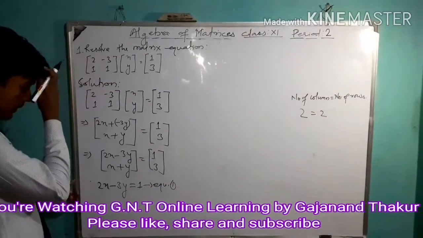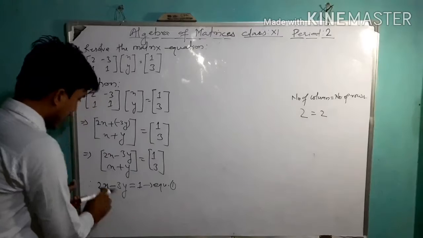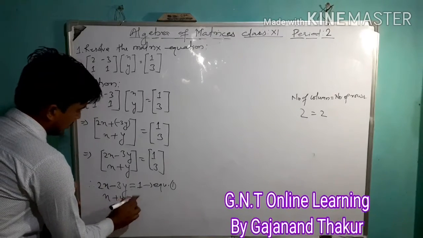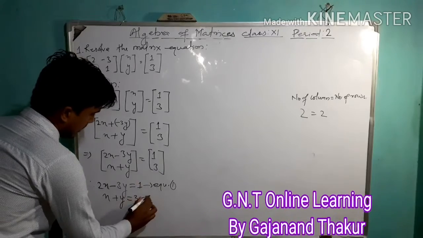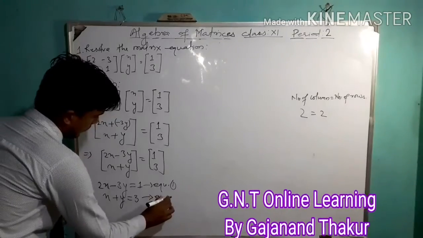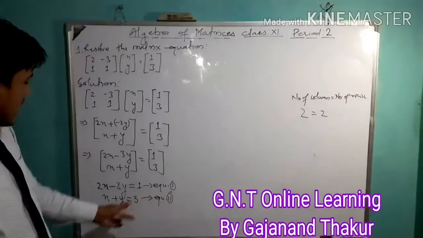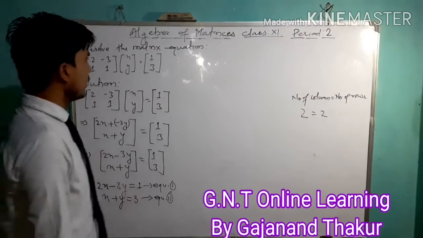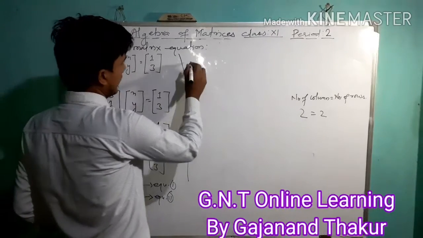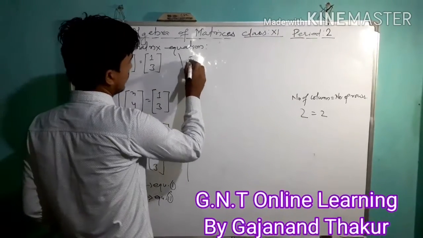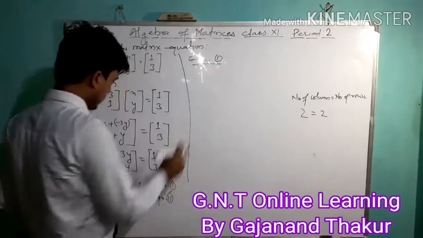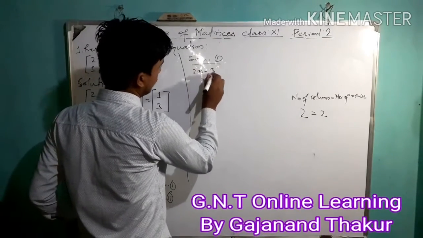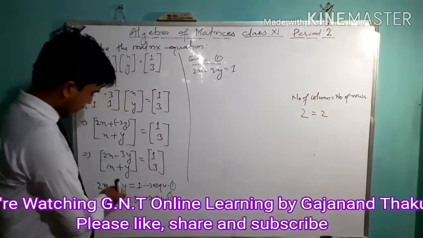Then the other one, x plus y equals 3, we take as equation 2. So we got equation 1 and equation 2. Now we'll solve equation 1 and equation 2 to get the values of x and y. So in equation 1, 2x minus 3y equals 1.